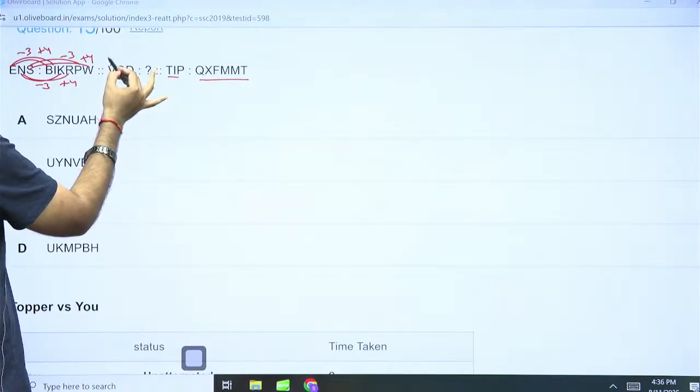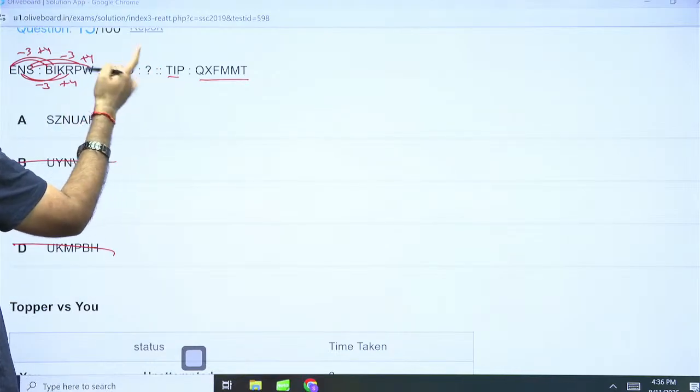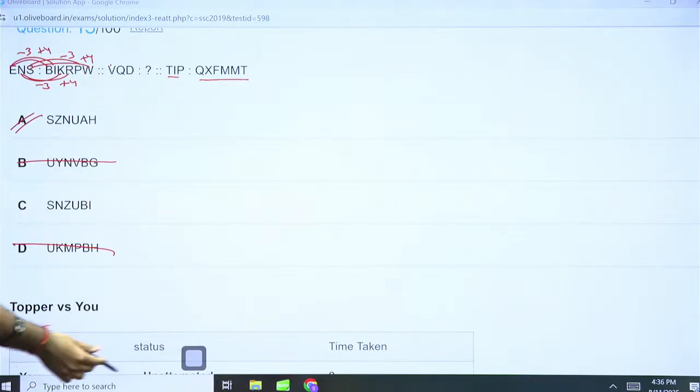22 minus 3 is 19. So this is gone, this is gone. And 22 plus 4 is 26, that is Z. So option A is the right answer. Cool.